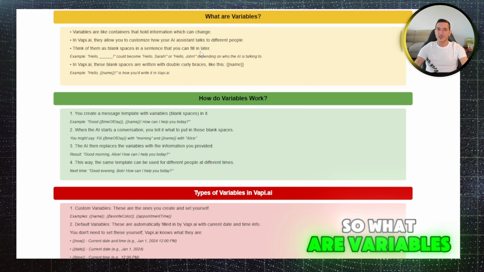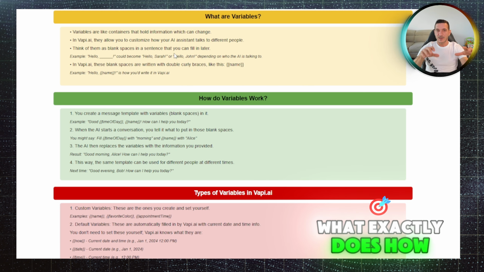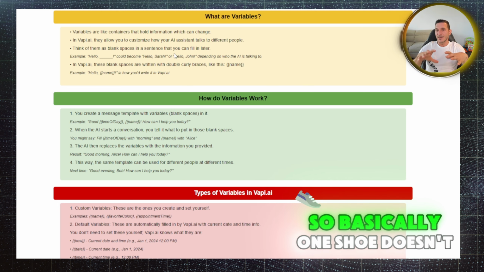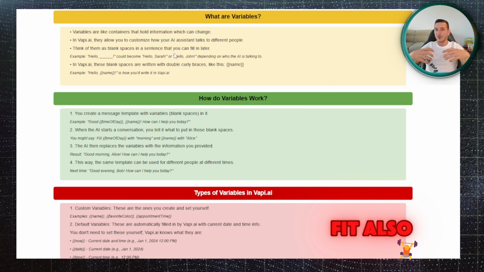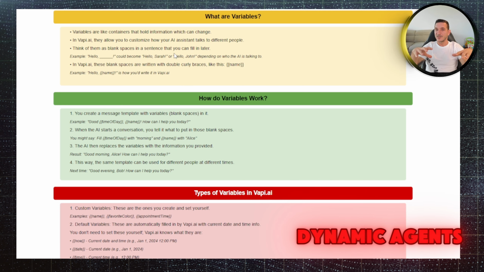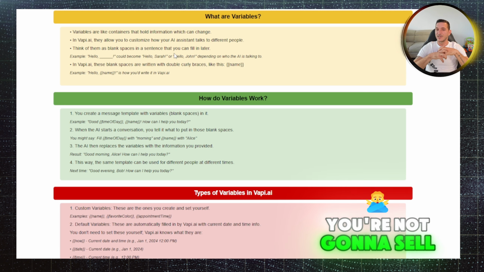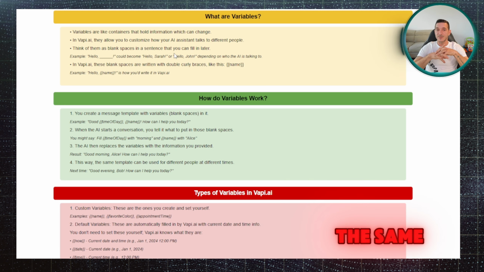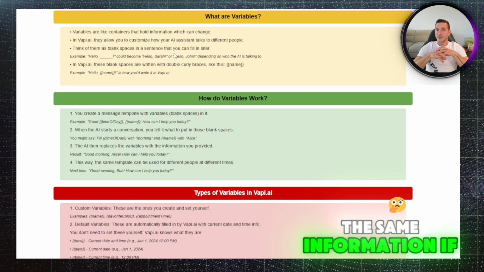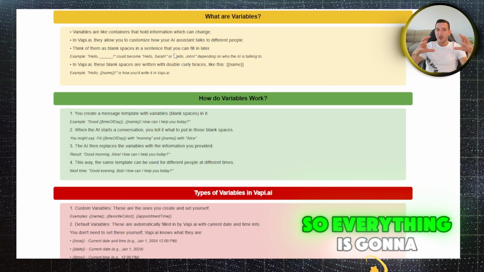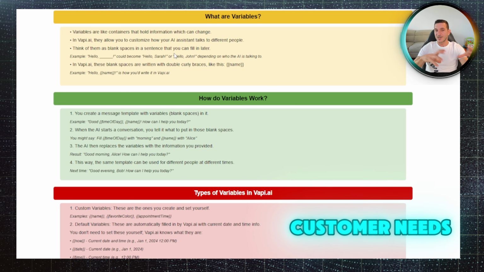So what are variables? What exactly does it do? How can you set them up? Basically, one shoe doesn't fit all, so you need to create dynamic agents. You're not gonna call everyone John. You're not gonna sell them the same thing. You're not gonna tell them the same information if they don't ask for it. So everything is gonna be based on the customer's needs.